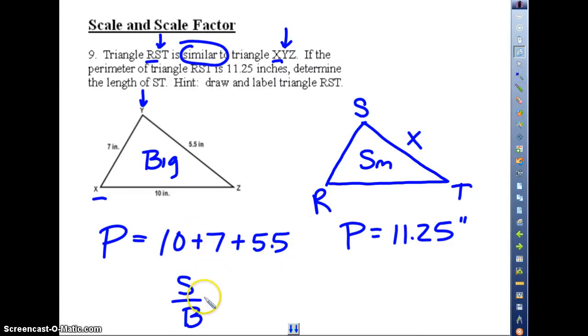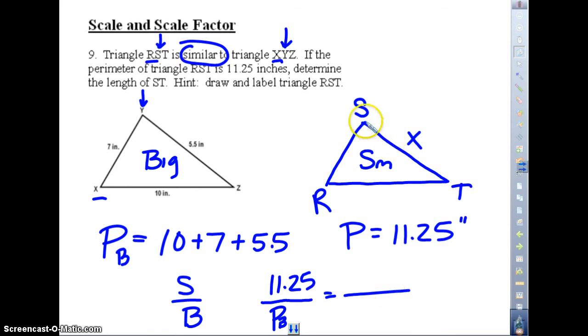All right. Not only are your side lengths proportional, but so are the perimeters. So pick your perimeter for the big, whatever number you got here, that goes here. Perimeter big. Perimeter small is 11.25.